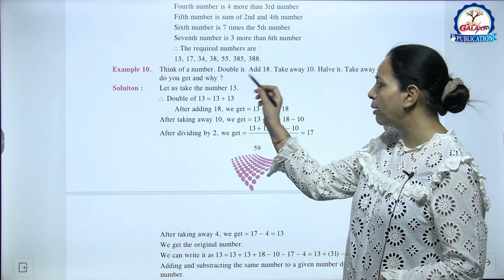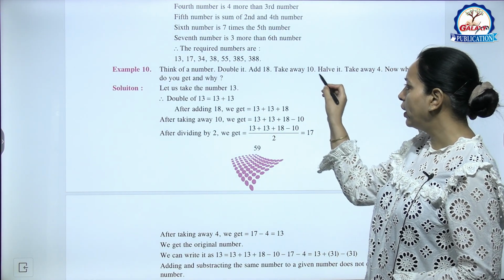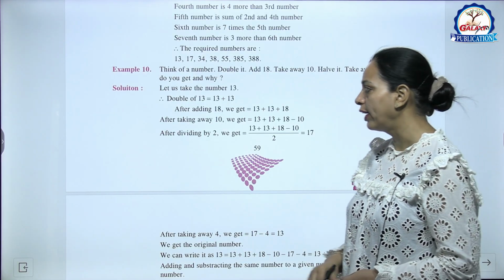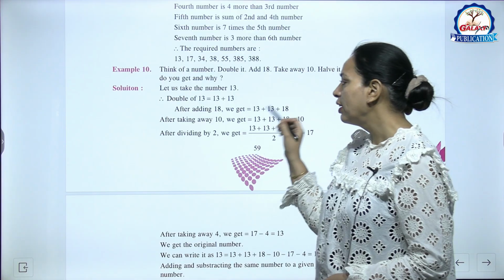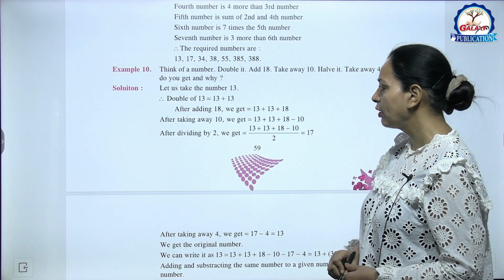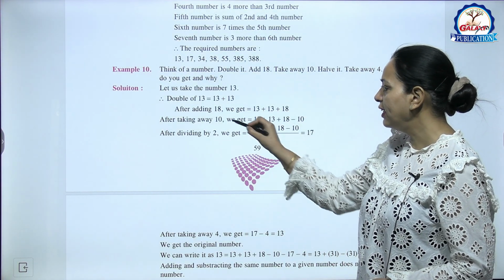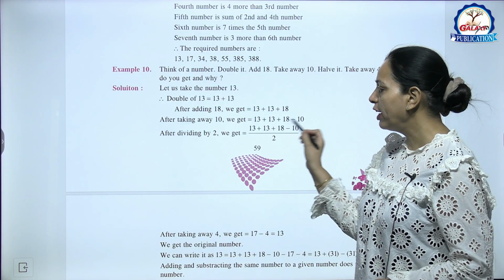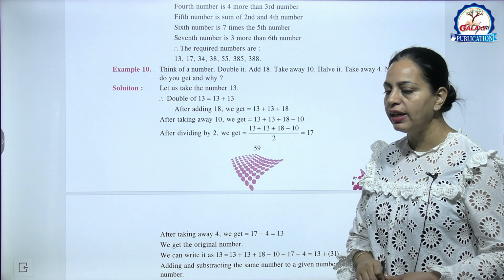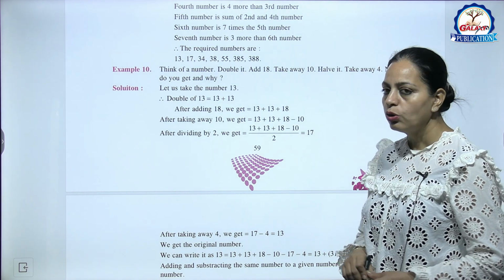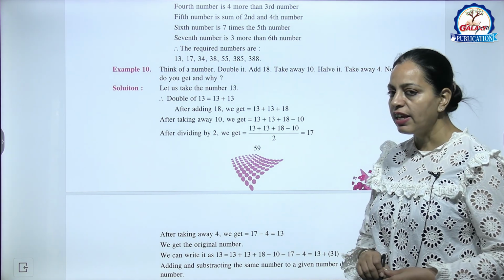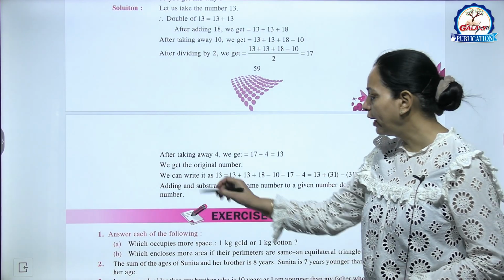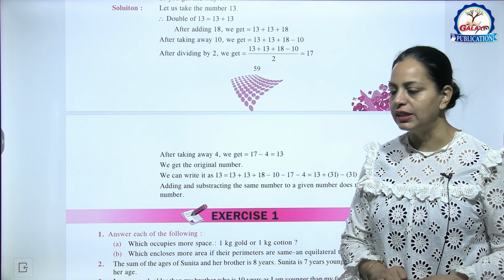Think of a number, double it, add 18, take away 10, half it, take away 4. Now what do you get and why? So let us take the number 13. Now double it, 26. Okay. Now add 18. So 26 plus 18, 13 plus 13 plus 18. Now take away 10. So minus 10. Now divided by 2. So what will you get? You will get 17. Now after taking away 4, we get 13. So we get the original number only 13, right?